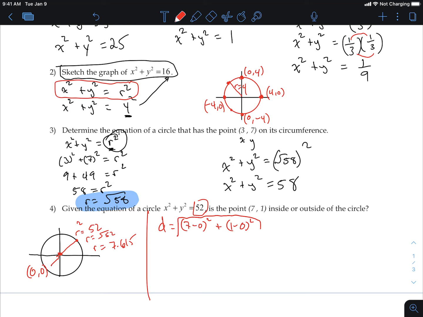Okay. So the distance of this point from the origin will be 49 plus 1, square rooted. D is equal to the root of 50. There are no units provided, so you don't have to do centimeters or anything like that. I want you to look at that number for a sec and interpret what it's asking. Does this point fall inside of the radius of the circle that they've given us, or does it fall to the outside?